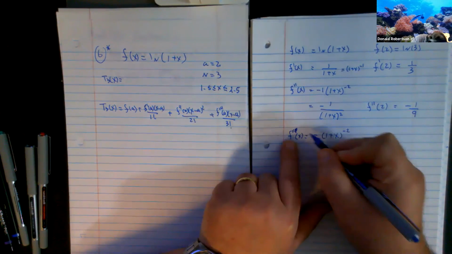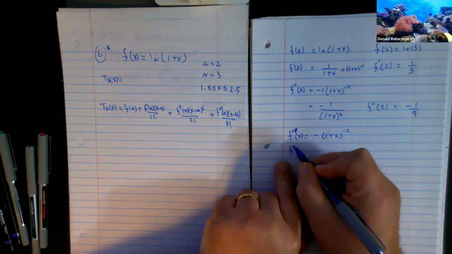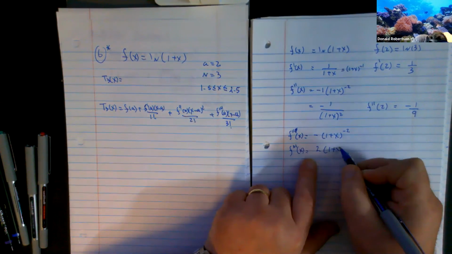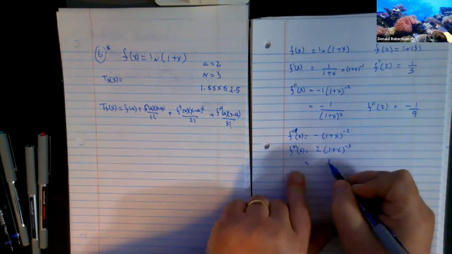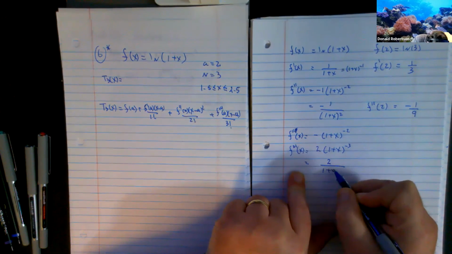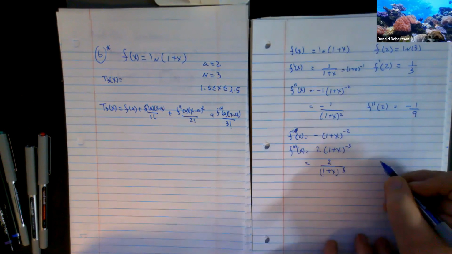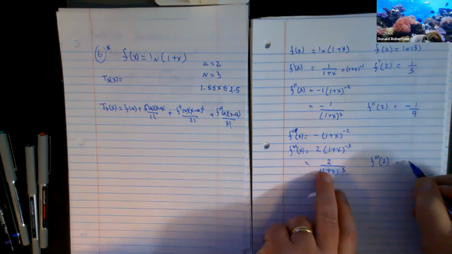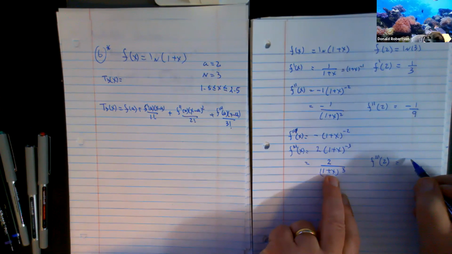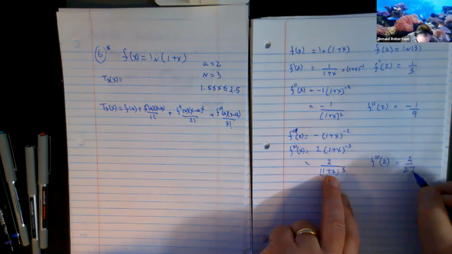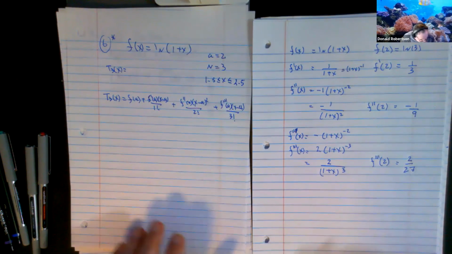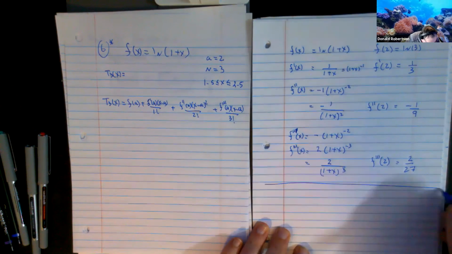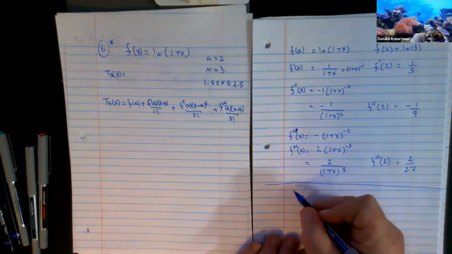I'm going to call it that so that I can get the third derivative, which is positive 2 times 1 plus x to negative 3. So it's positive 2 over 1 plus x cubed. And the third derivative at 2 is 2 over 27. And since I'm going to be doing the R4 part, although I'm not going to use it here, I am going to use it later.